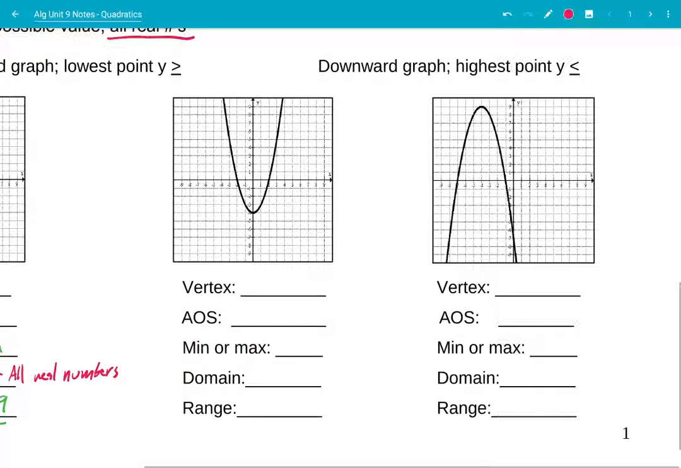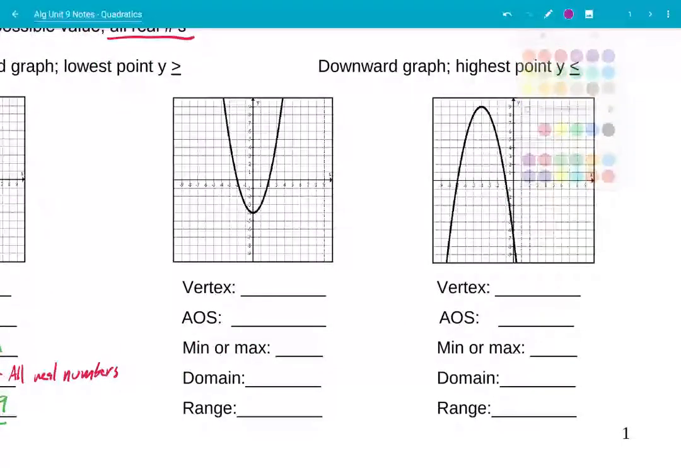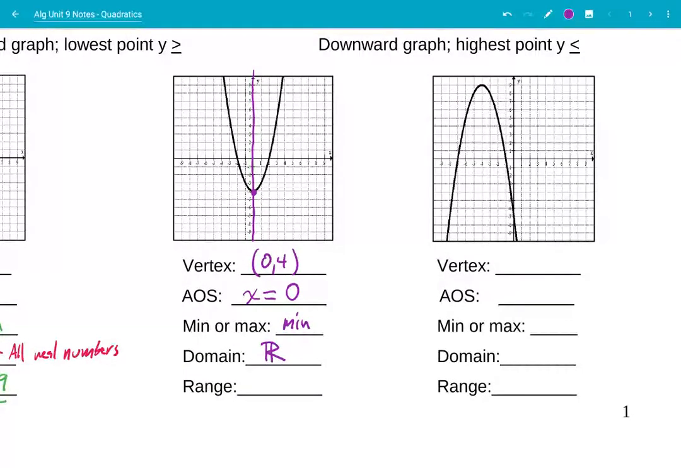Let's look at this next one. This one is similar. It's going up. So let's find the vertex. The vertex is right there at approximately 0. Axis of symmetry, that goes right down the y-axis. So that is x equals 0. And this is another minimum because that's the lowest point. The domain, well, that's easy. All real numbers. And the range, well, let's see.